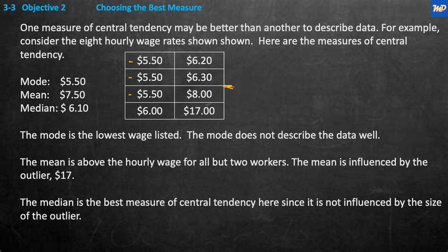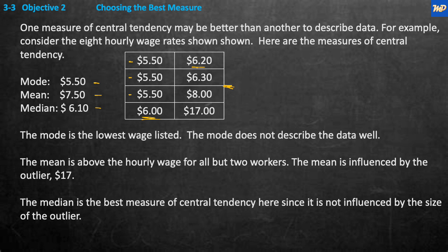Okay, and then the median, which is the number that's right in the middle. And the number right in the middle is, well, you've got 8 values, so it has to be right between these two, between the 6 and the 620. Well, you can tell just by looking at it that the middle of that value is $6.10. Okay, so there they are, 550, 750, and 610.